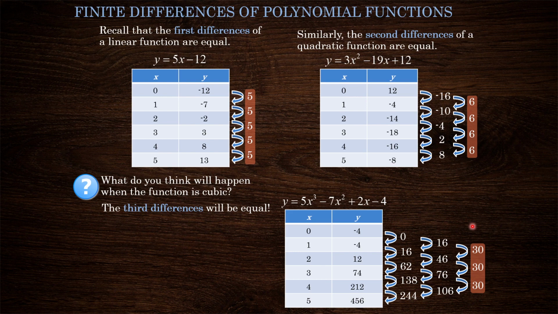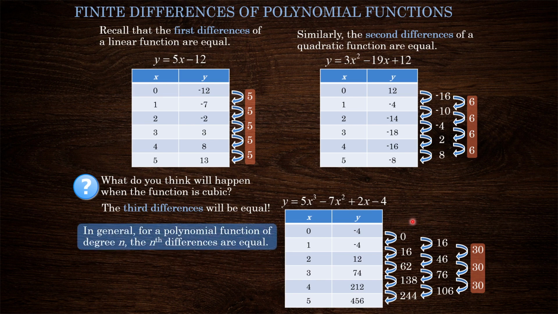Now, what does this mean in terms of a rate of change? Well, if our third differences are equal, that means our second differences must be linear. They can be modeled with a linear function. And if our second differences are linear, that means our first differences must be quadratic. And that means that the rate of change for our cubic function is quadratic. The rate of change can be modeled using a quadratic function. And we can generalize here. In general, for a polynomial function of degree n, the nth differences are equal.